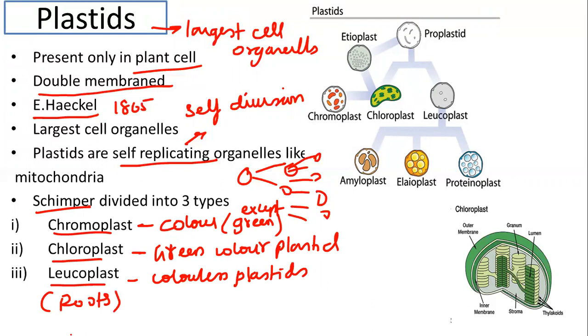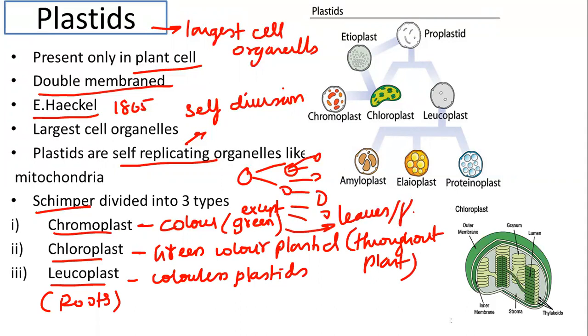Okay, this leucoplast you can find in roots, and this chloroplast you can find throughout the plant. And chromoplast you can see in leaves as well as flowers. You can see yellow color flower, pink color flower, white color flower. That is all because of chromoplast.